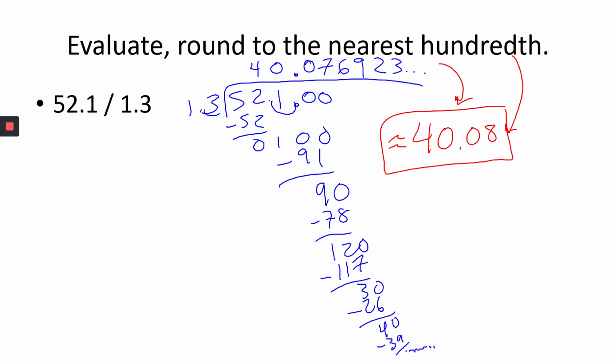The last one is a number that doesn't work out very well. This is always what happens to students. I give them a question like this, they start going and they get 40 point blah, blah, blah, and it keeps going and going and going. And they spend 30 minutes on a 40-minute test doing that one question.